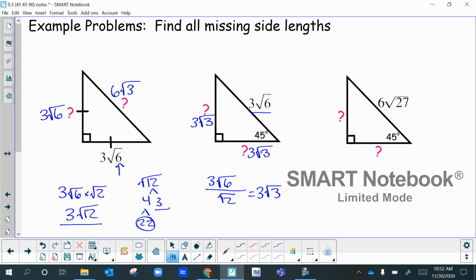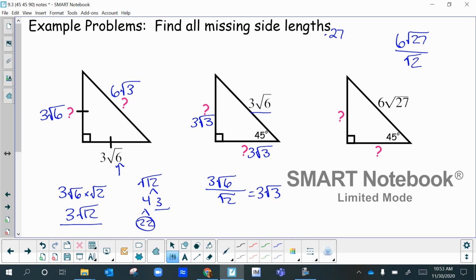All righty, last problem that we will do, I think. Nope, we've got a couple more. So again, given the hypotenuse, we're going to follow this same pattern over here. We have 6 radical 27, and all we're going to do is divide that by radical 2. Now, I recognize that 9 is divisible into 27, so I'm going to come over here off to the side and reduce it before I multiply by radical 2 over radical 2.